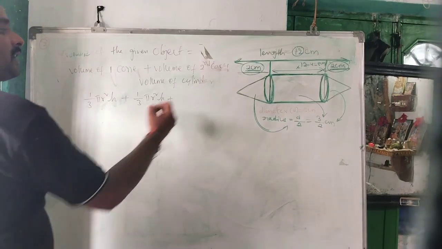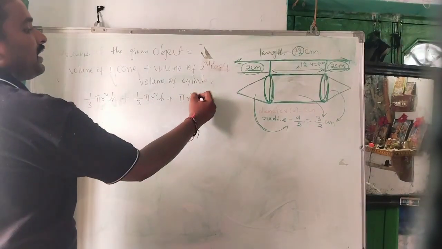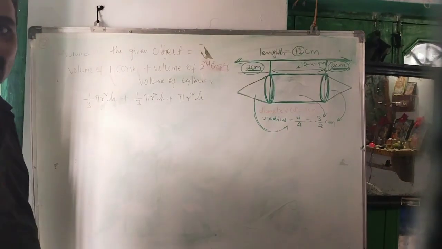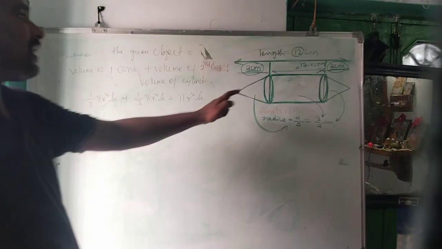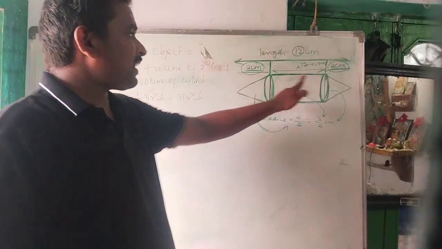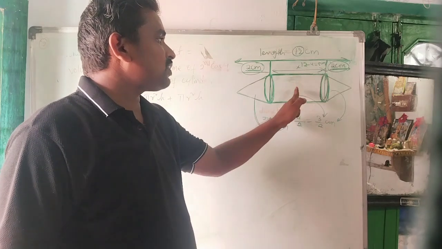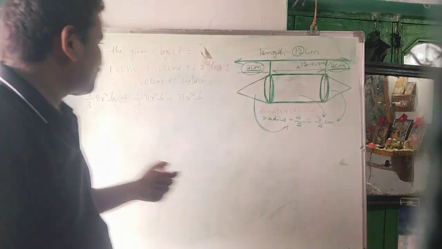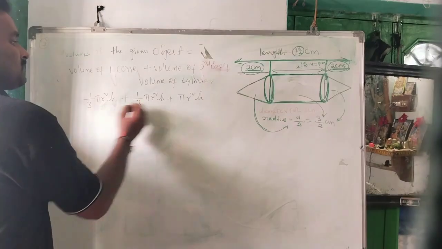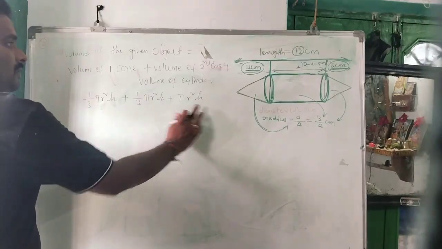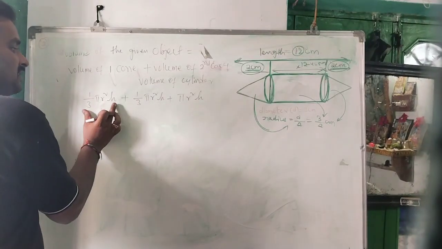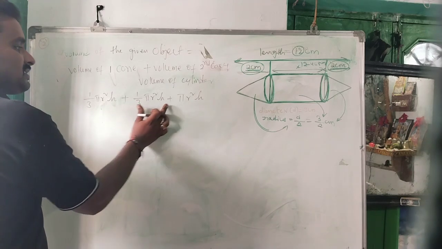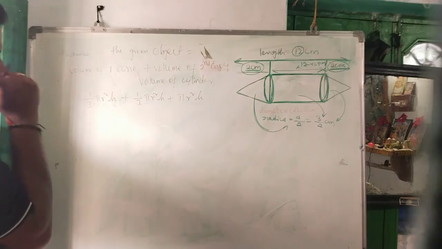What is the volume of cylinder formula? Pi r square h. First I wrote three formulas. Very simple. Volume of first cone plus volume of second cone plus volume of cylinder will give you the answer. There are three terms in the given expression. 1 by 3 pi r square h is the first term, 1 by 3 pi r square h is the second term, pi r square h is the third one.